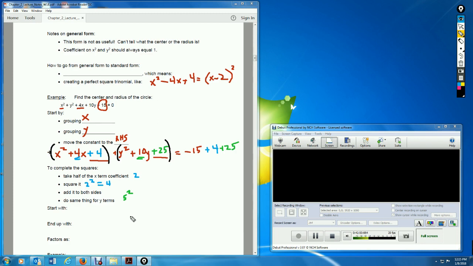Okay? So what we end up with then, this x squared plus 4x plus 4 factors as x plus 2 quantity squared. This y squared plus 10y plus 25 factors as y plus 5 quantity squared. And then on the other side, 25 minus 15 is 10 plus 4 is 14. Okay?